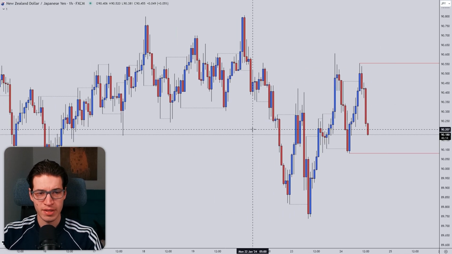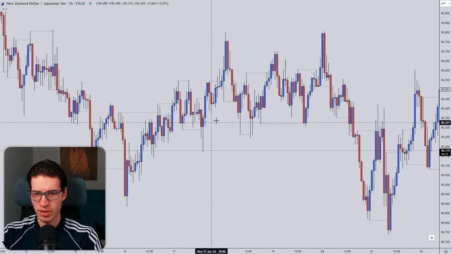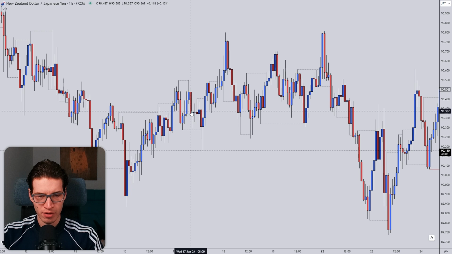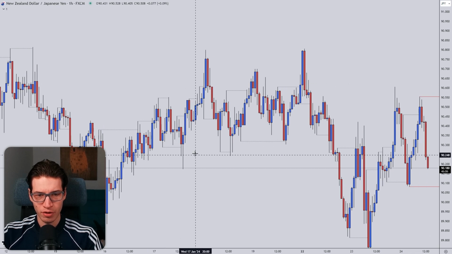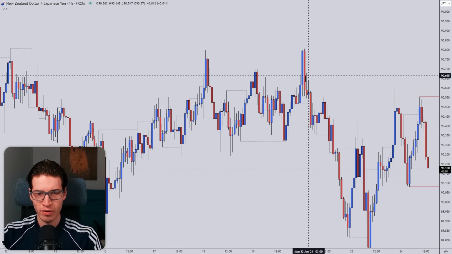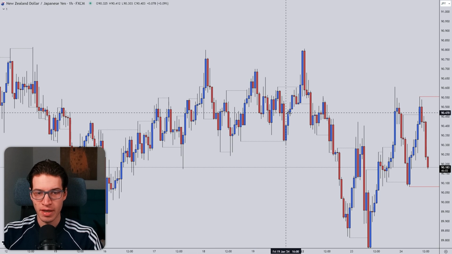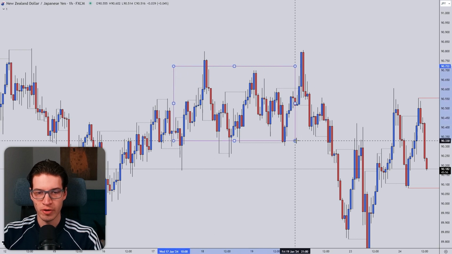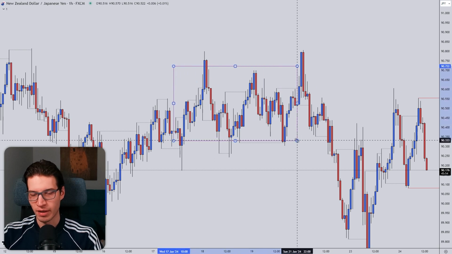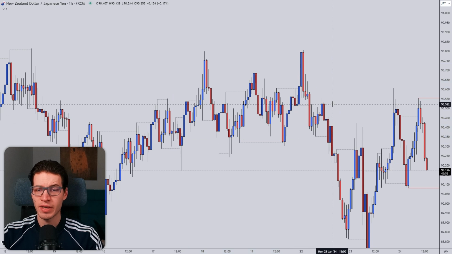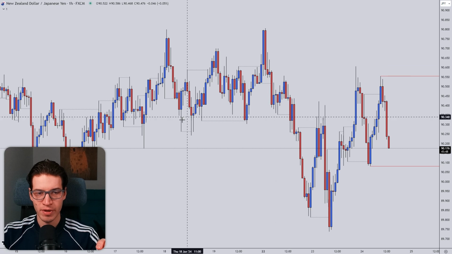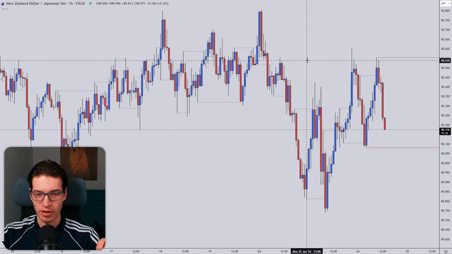NZD/JPY, New Zealand Japanese yen. Look at this. It was extremely corrective. Last Wednesday was around here. Huge wicks all over the place, small wicks all over the place, volatile candles all over the place. Some very corrective, very volatile price action. Not something I want to touch if I'm a trend trader.